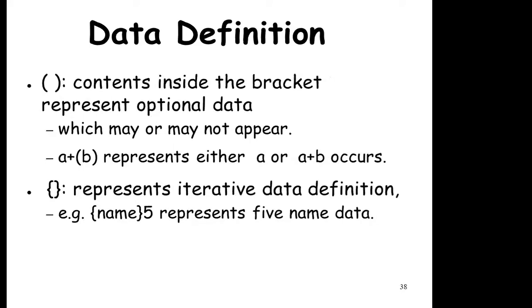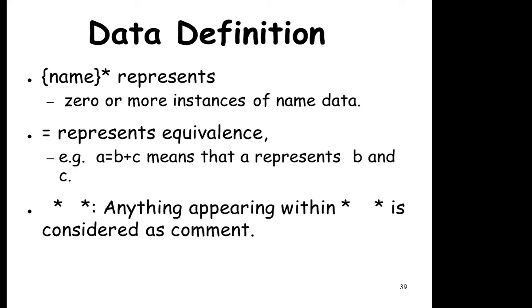If only the parentheses are there, it means the contents inside the brackets represent optional data, which may or may not appear. Then the curly braces show iterative data definition, meaning whatever is written there is represented with some numeric values. Suppose name 5, it represents 5 name data items. So data definition for different data items helps the user to see and supports the DFD.